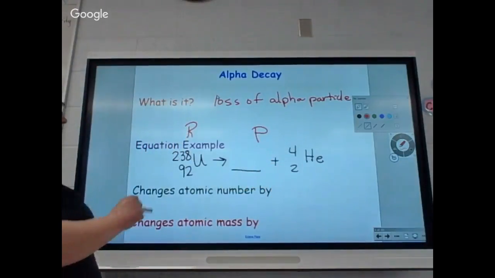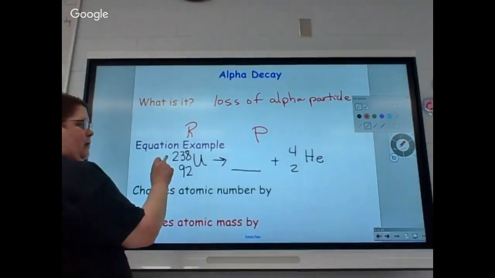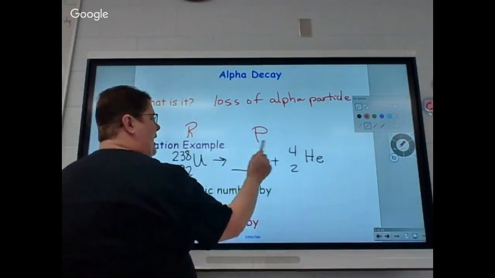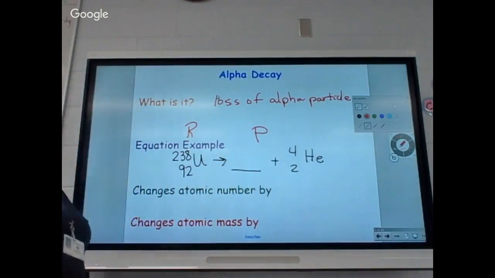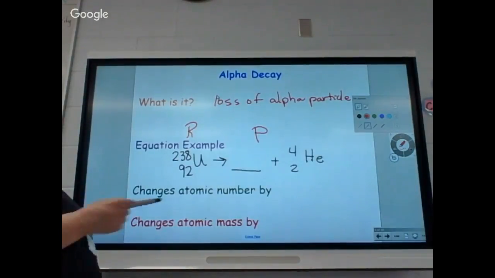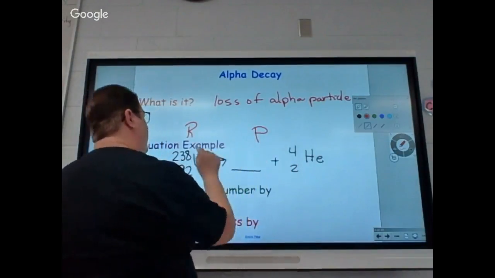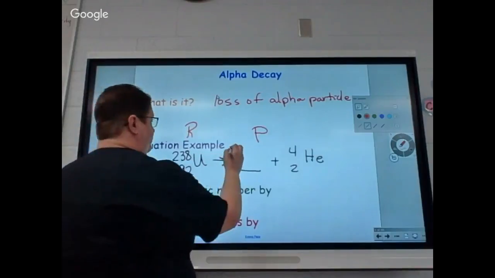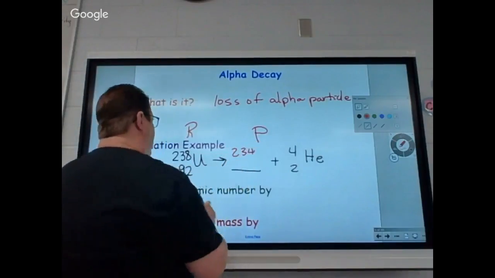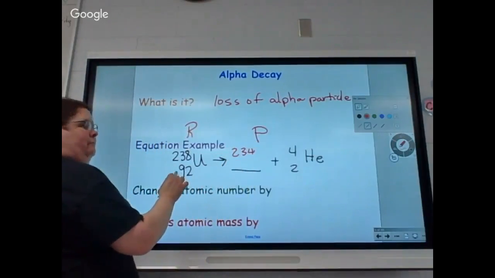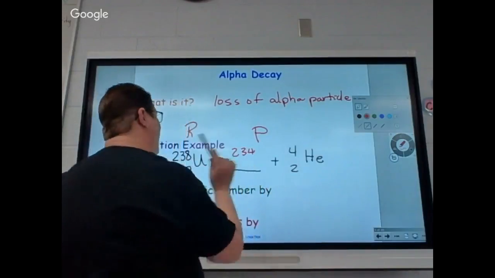Right. So, what's the mass that's on the left? 238. So, the masses on the right have to equal what? 238. If you can remember that concept, you can balance these equations. So, what mass do I have right here? 4. So, I need what plus 4 to give me 238? 234. Okay, my atomic number is what? 90. What plus 2 will give me 92? 90.